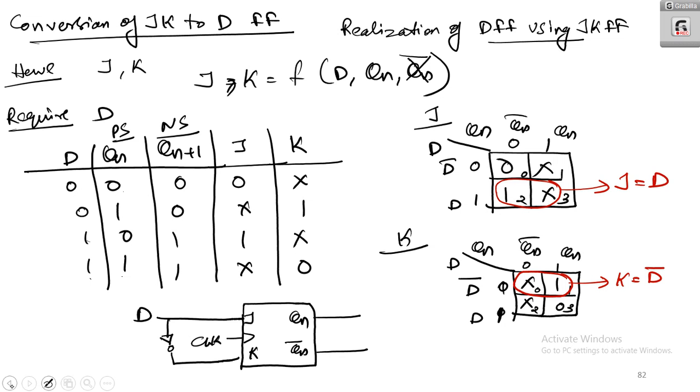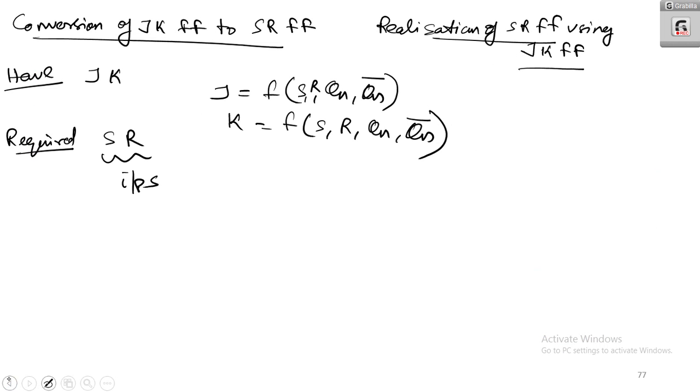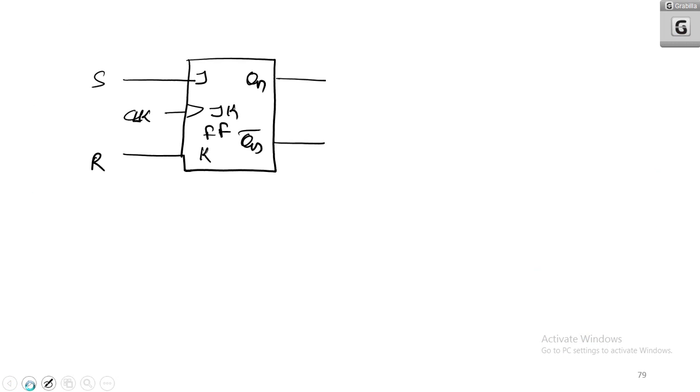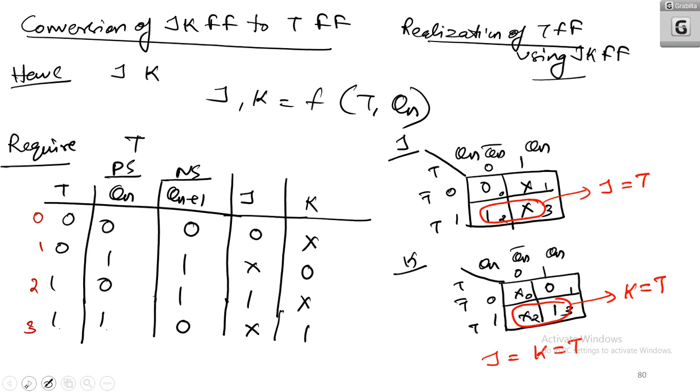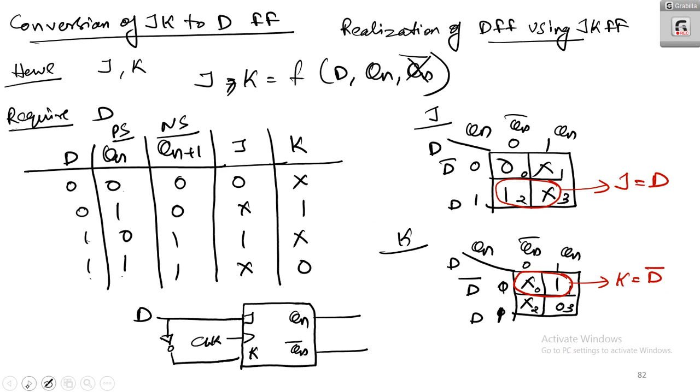So in this lecture, we have done the conversion of JK to SR flip-flop, and we found that J is equal to S and K is equal to R. Second one is JK to T flip-flop, where we found J is equal to K is equal to T. Then in the conversion of JK to D flip-flop, we found that J is equal to D and K is equal to D bar. So that is the conversion from JK to SR, T and D flip-flop.